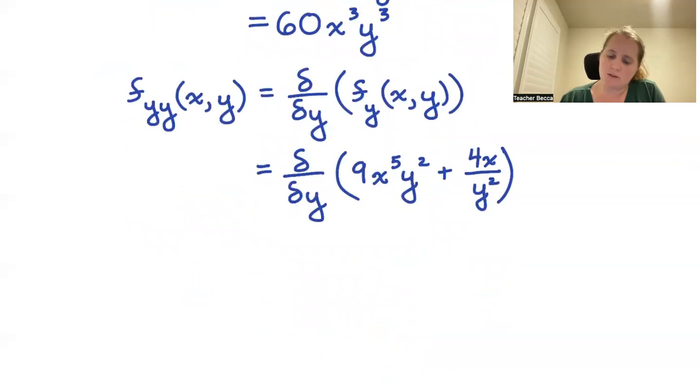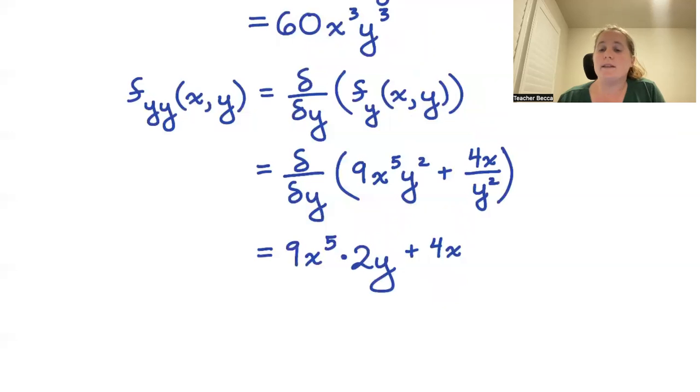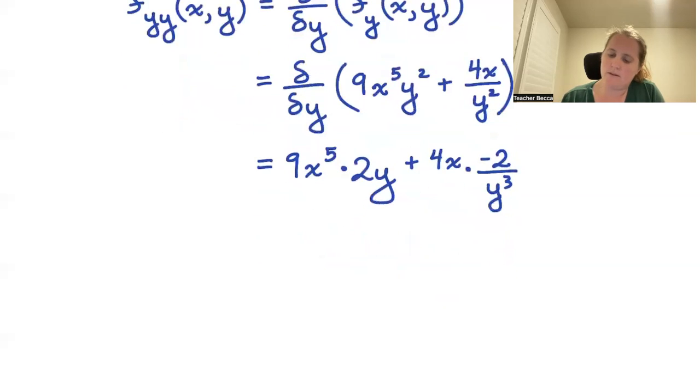So if we take this partial derivative, the 9x to the 5th comes along for the ride. Y squared goes to 2y. Then we have a plus 4x that stays. Y to the negative 2 is times a negative 2 over y cubed. So we are looking at 18x to the 5th y minus 8x over y cubed.